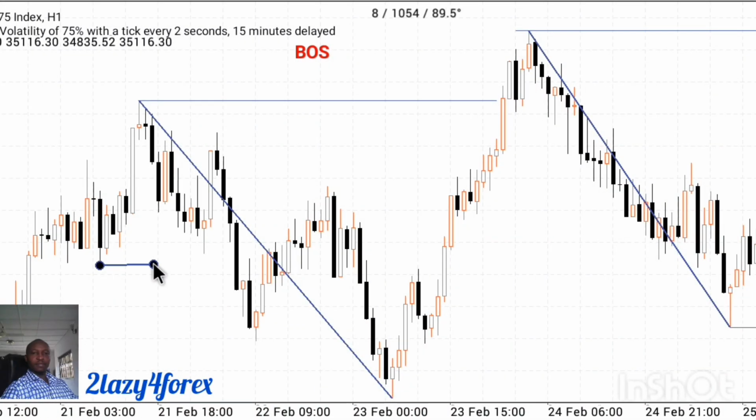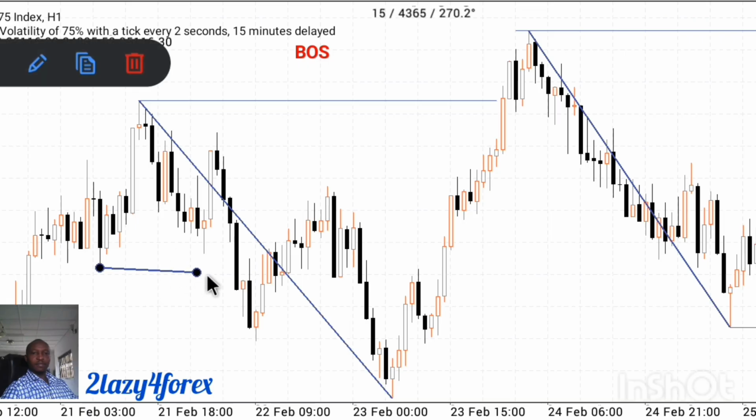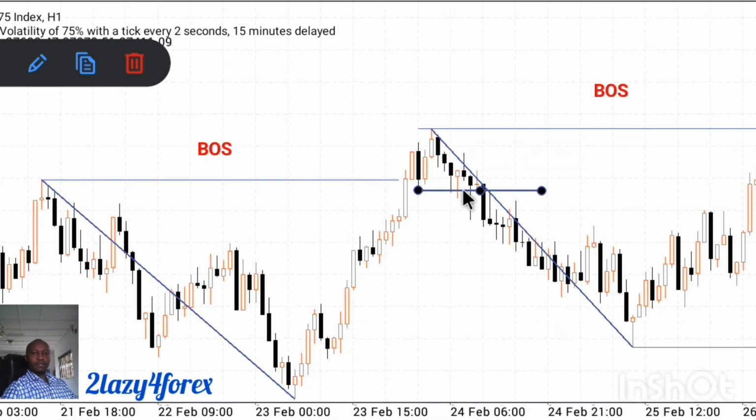Okay, this is the low, the highest low. The highest low was broken and it formed a lower low. Okay, look at this one too. The highest low was broken and a lower low formed. That is what qualifies it as a pullback.